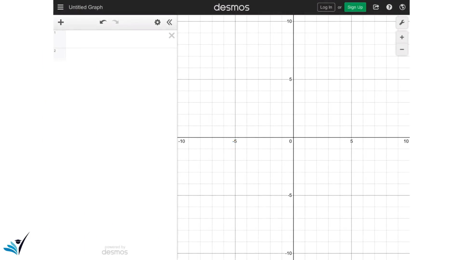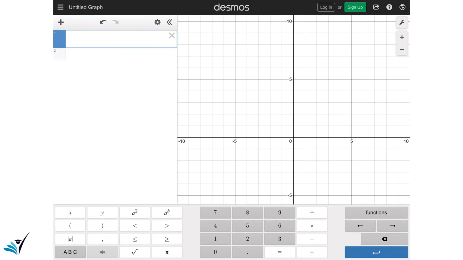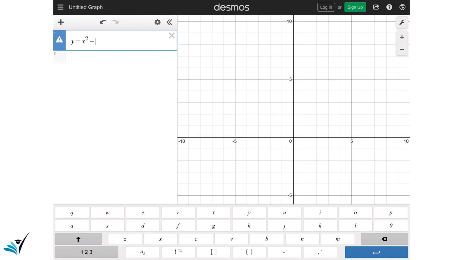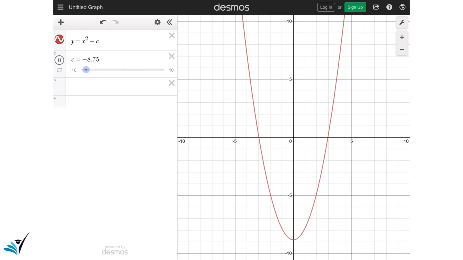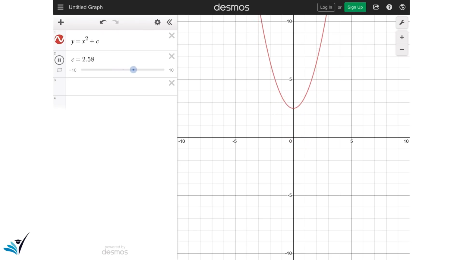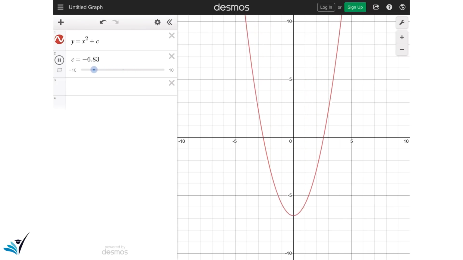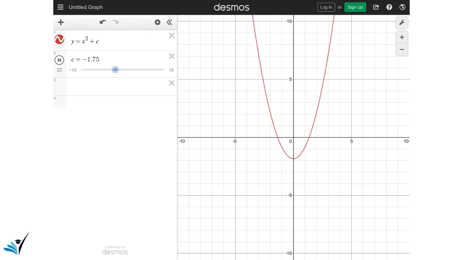Finally, it's time to see the effect of the constant c on the shape of the parabola. The best way to demonstrate it is to see an example, and the example I have here is y is equal to x squared plus c. And if I animate c, you would see that changing c causes the vertex of the parabola to move up and down. Let's take a look at the vertex form of quadratic expression to see what's happening here.